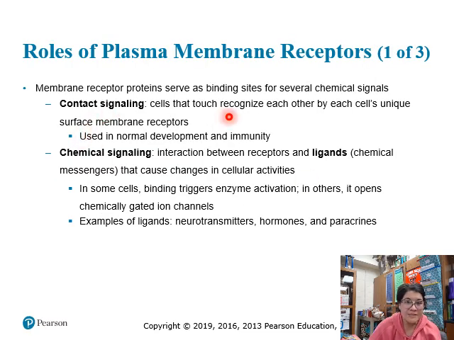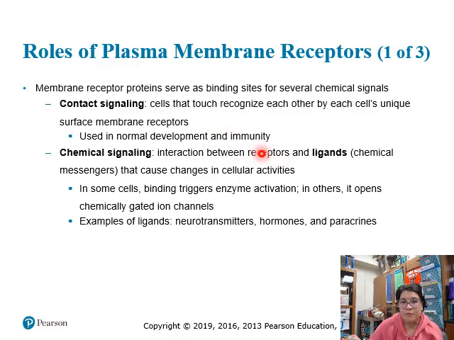So there's contact signaling. That's when they're actually touching each other. They're touching their surface membrane receptors. They're like, hey, who are you? And they're able to communicate that way. That's when they're right next to each other. But when they're long distance or even nearby, they're going to use chemical signaling.